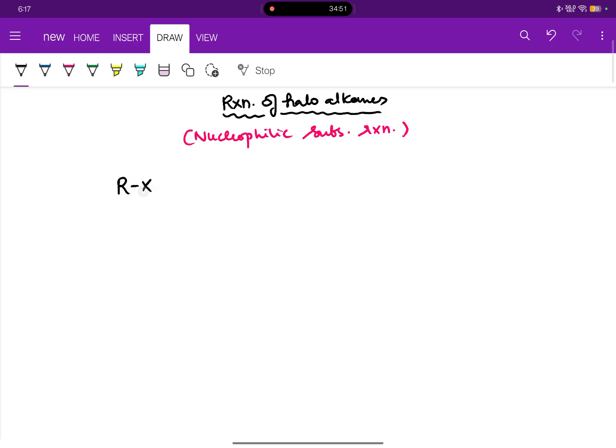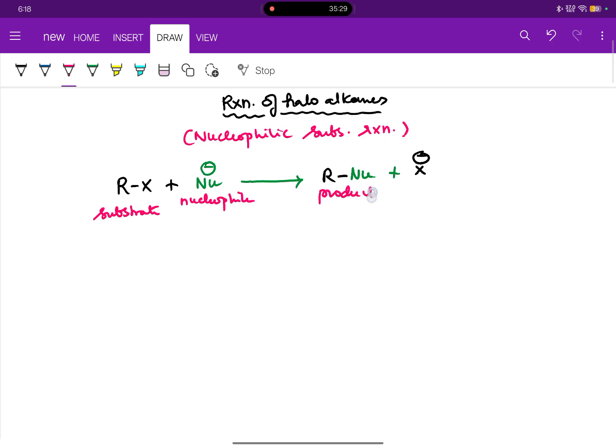When you take an alkyl halide, a nucleophile is a positive charge loving species, so it will itself have a negative charge. It will attack the alkyl halide. When it attacks, the alkyl halide will lose the halogen and get attached to the nucleophile, and the halogen is released. So this is called the substrate, while this is called the nucleophile. This is your perfect product.